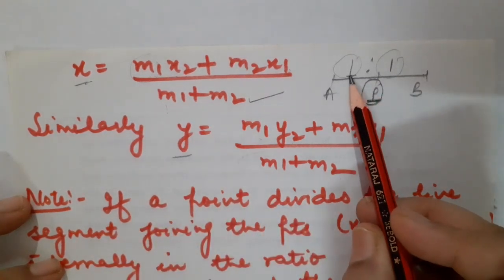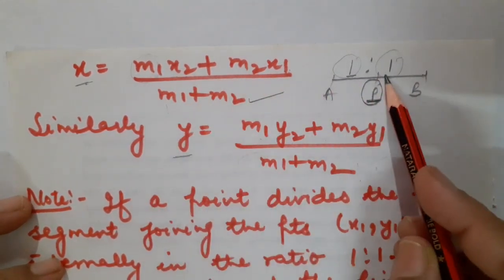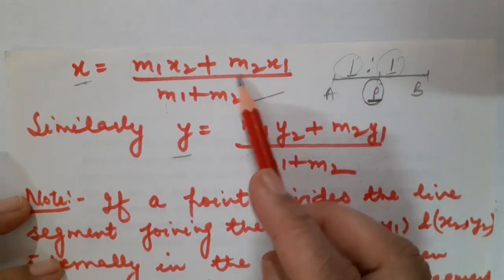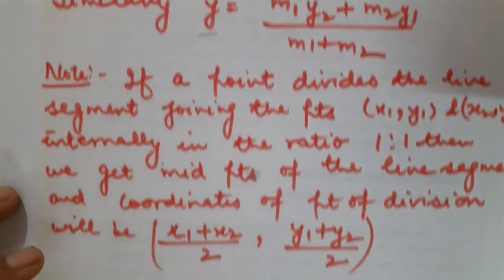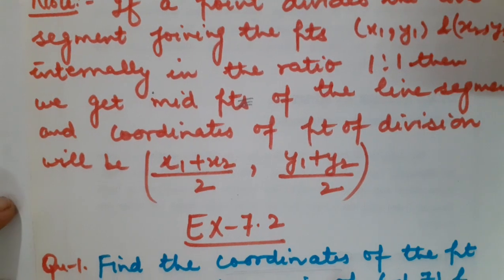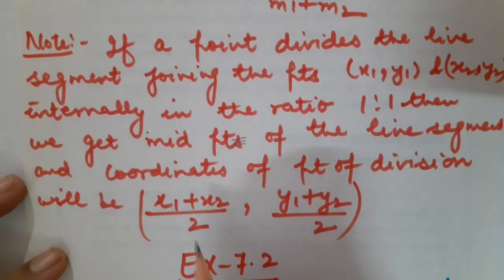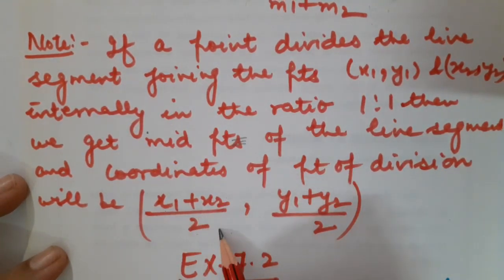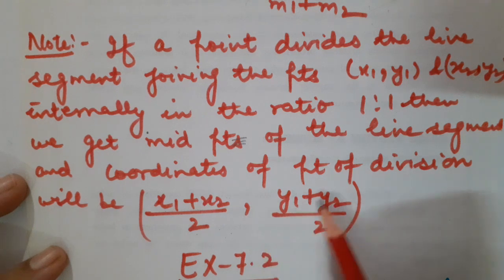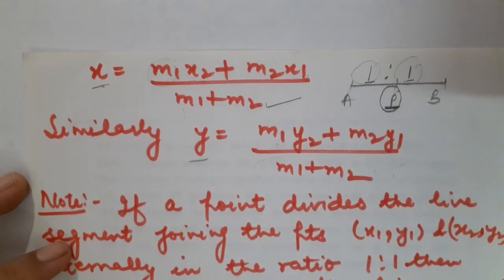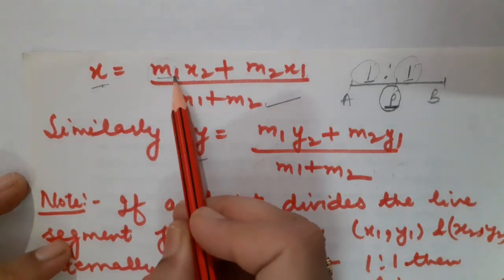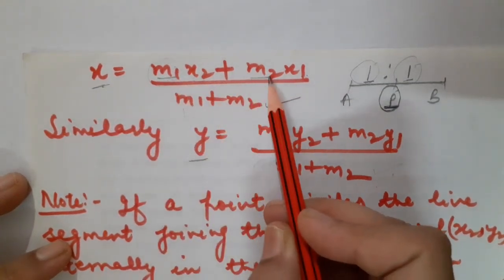At the place of M1 you should write 1, and at the place of M2 you should write 1. Okay, so now what is the formula to calculate the coordinates of the midpoint? That will be (x1 plus x2) upon 2, comma, (y1 plus y2) upon 2. From where did I get it? I got it by putting m1 equal to 1 and m2 also equal to 1.